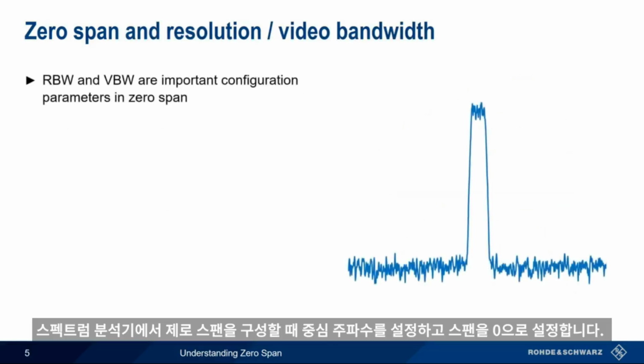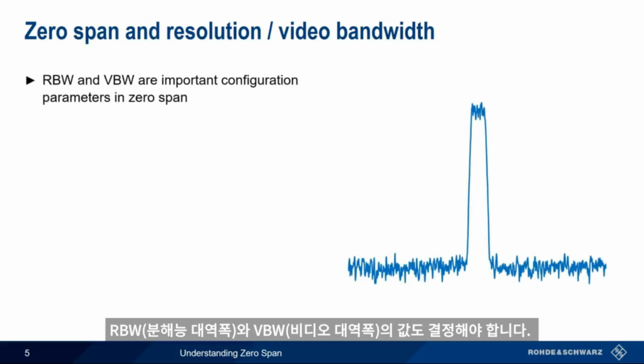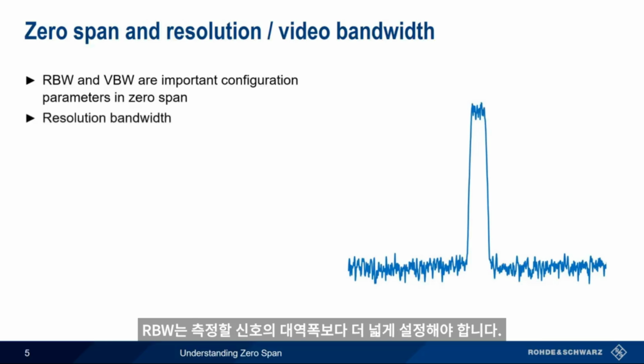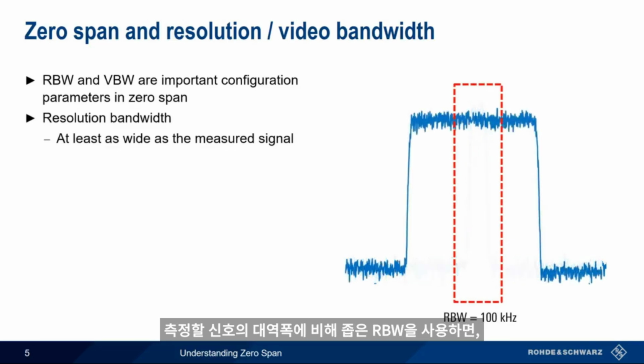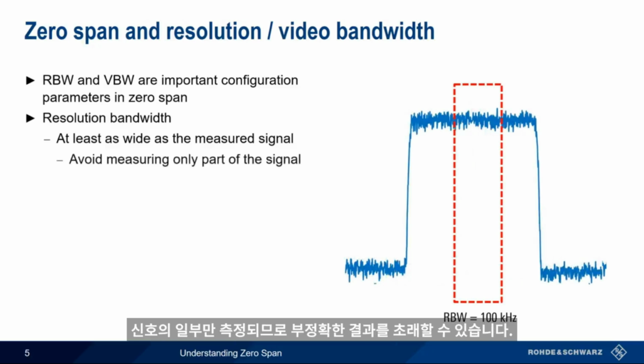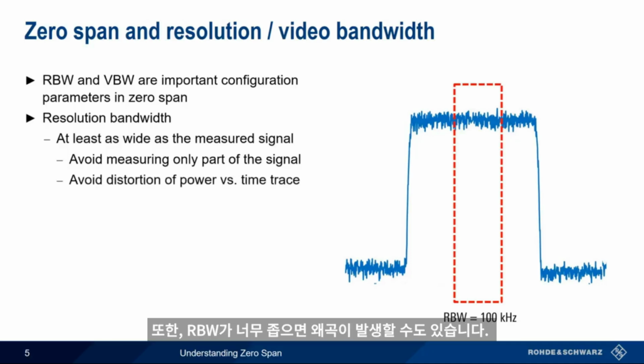When configuring zero span on a spectrum analyzer, we supply the center frequency and, of course, set the span to 0. We also need to decide on values for resolution bandwidth and video bandwidth. Resolution bandwidth should be set at least as wide as the measured signal, preferably a little bit wider. Using a resolution bandwidth that's too narrow for the signal of interest means that we're only measuring part of the signal, and this could lead to inaccurate results. Too narrow of a resolution bandwidth can also lead to distortion of a power versus time trace. We'll look at this more closely later in the presentation.